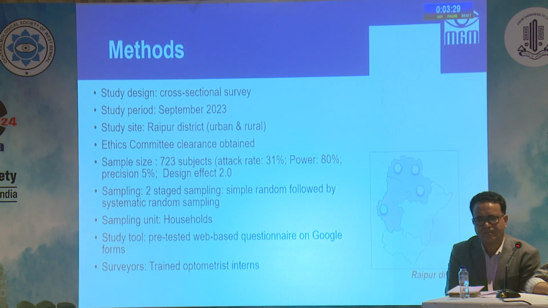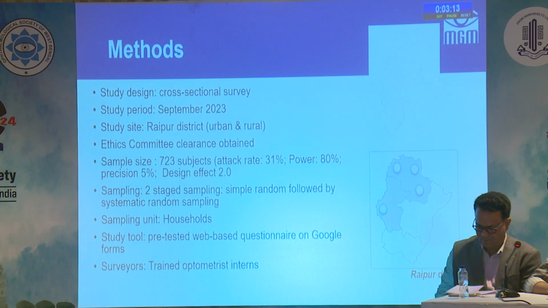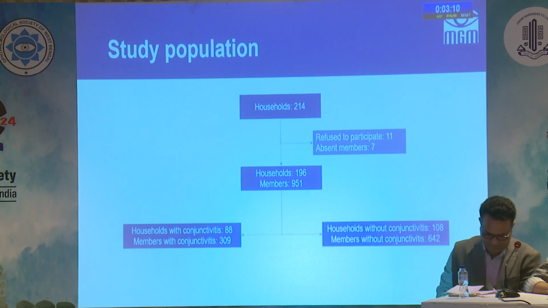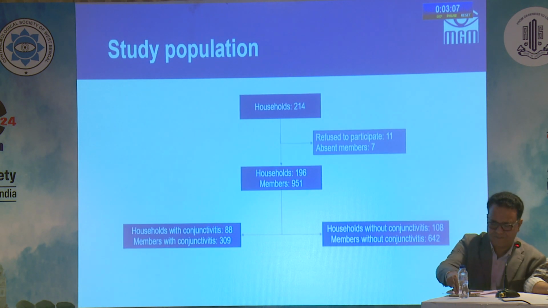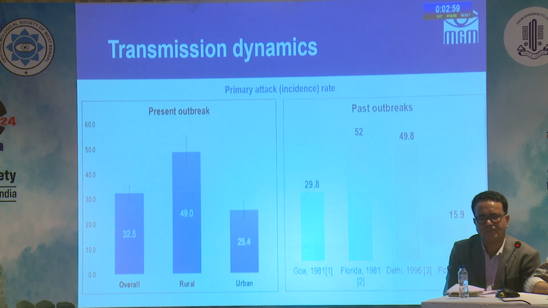So we conducted a cross-sectional survey in September 2023, a few weeks after the outbreak had lessened. After sample size calculation, we selected patients from Raipur district using a two-tiered random sampling and systematic sampling strategy. So 214 households were approached, of which 196 participated. 88 households had 309 patients with conjunctivitis. So the primary attack rate, or the incidence rate of the outbreak overall was 32.5, in rural areas was 49, and in the city it was 25.4.